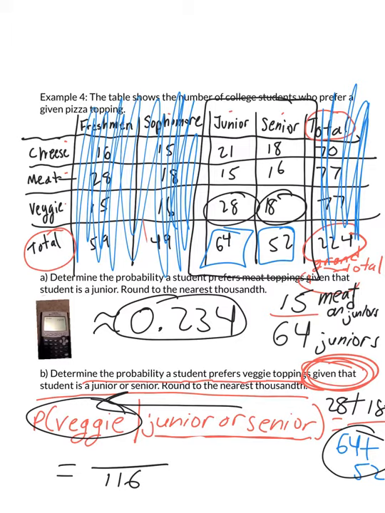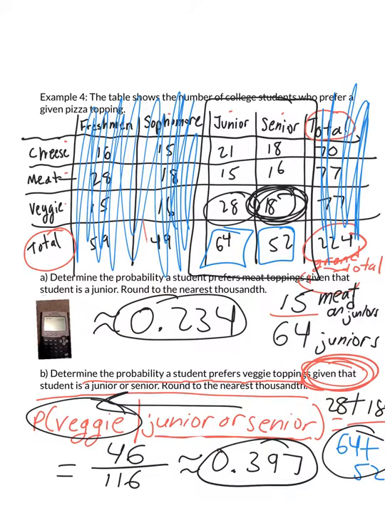I know that's supposed to be an 18. It's kind of hard to see my 1 there with my messy handwriting, but it is an 18, I promise. So 28 plus the 18 gives me 46. So 46 junior and senior veggie topping lovers divided by 116 juniors and seniors. Go ahead and round 3 digits out. Try it. You should be getting approximately 0.397 if you have done it correctly on the calculator.